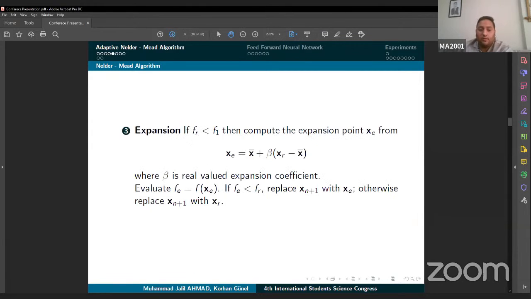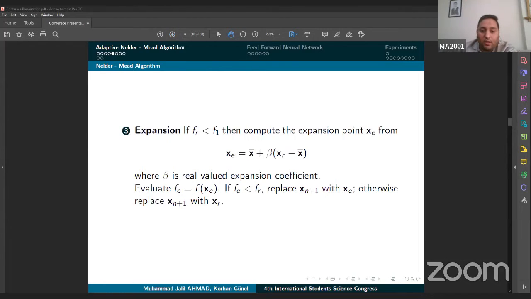Step number 3 is an expansion. In this step, again, we are defining a new point which will be called the XE point, and again we will evaluate our function on this point. If the value of our function is less than the value which we calculated on the reflection point, then this is our new point. Otherwise, again we will get to step number 4.